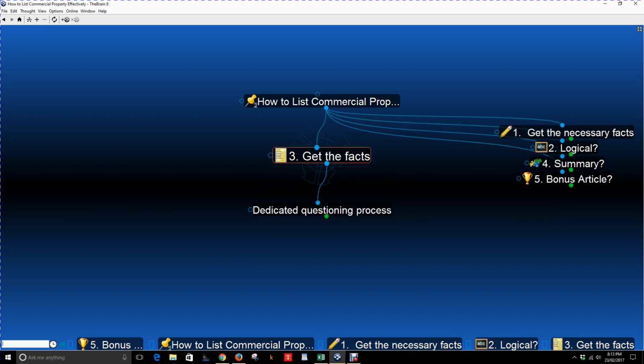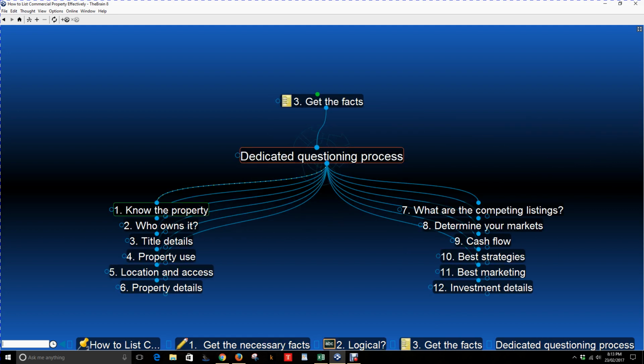What are the facts? What should you be chasing down? Well, of course, the property owner will provide you with some facts. But the key issue here is that you need a dedicated questioning process. So what are those things that you should question? Here are some of the main ones. Know the property in every way possible. Get to understand the property in its layout, the improvements, the configuration of the property.